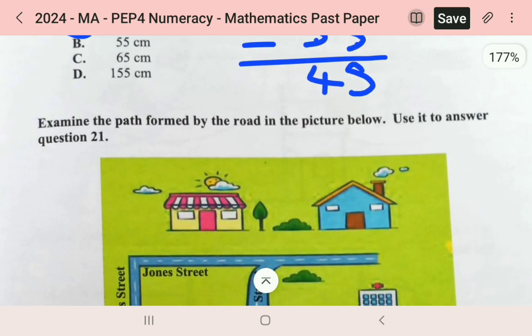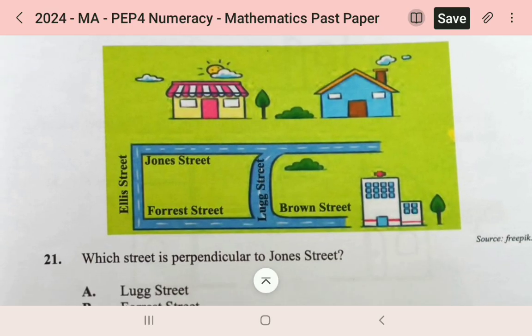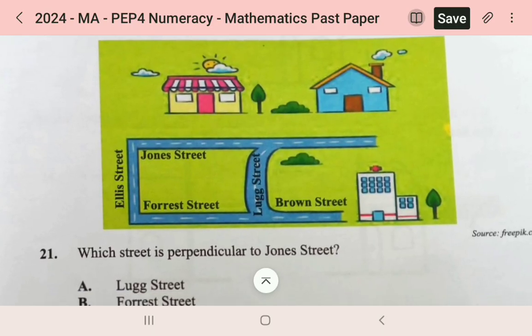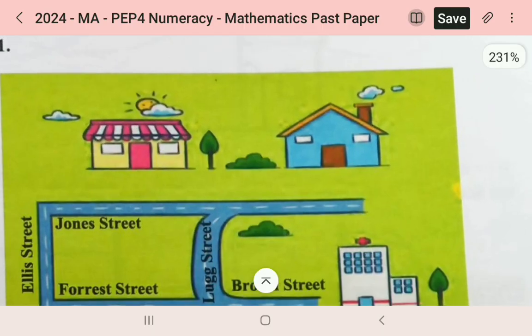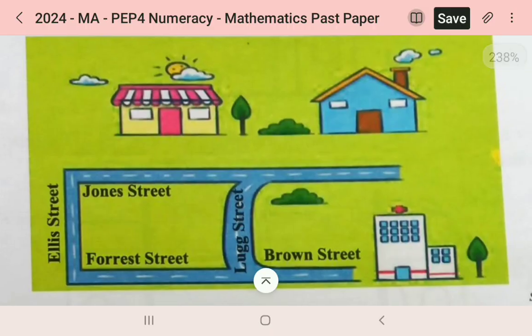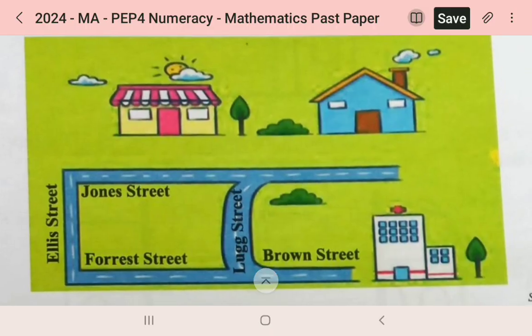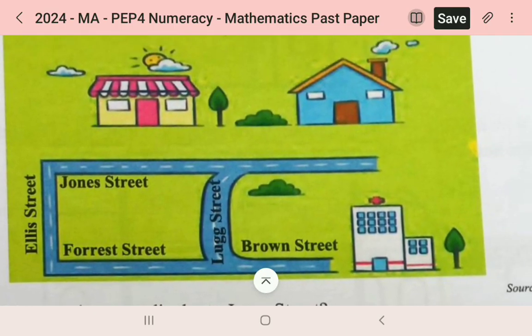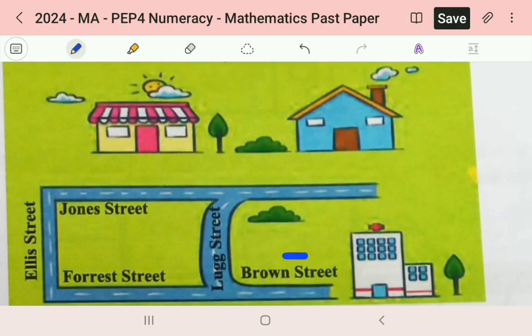Alright, examine the path formed by the road in the picture below. Use it to answer question 21. So here you have the road. Leave it here for a while so you can examine it carefully. Here you have Brown Street. Let me show you the streets. Brown Street is right here. So this is Brown Street, Long Street, Forest Street, James Street, Ellis Street.